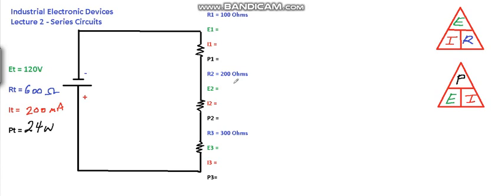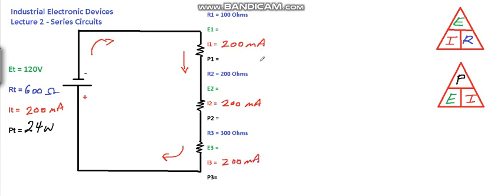The sum of the individual voltage drops, E1, E2, E3, must equal the total voltage applied. And because it's a series circuit, the current must remain the same. There's only one path for that current. It has to go through all of these and then back to the source. So the current must always be the same. Since we have 200 milliamps, we can write 200 milliamps all the way through. Each one has the same amount of current flowing through it because there's only one path.